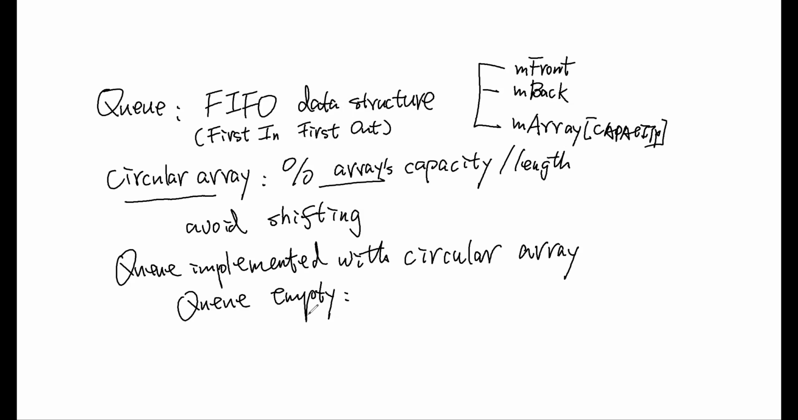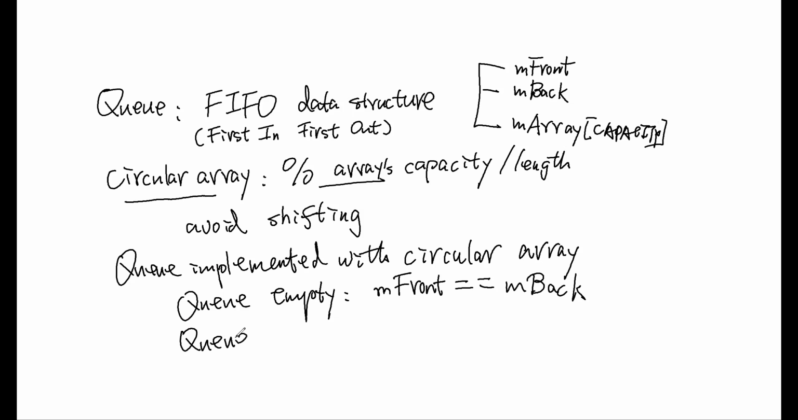And what is the condition for the queue being empty? How can you identify if the queue is empty? Is front equal to back? That's the queue empty condition.